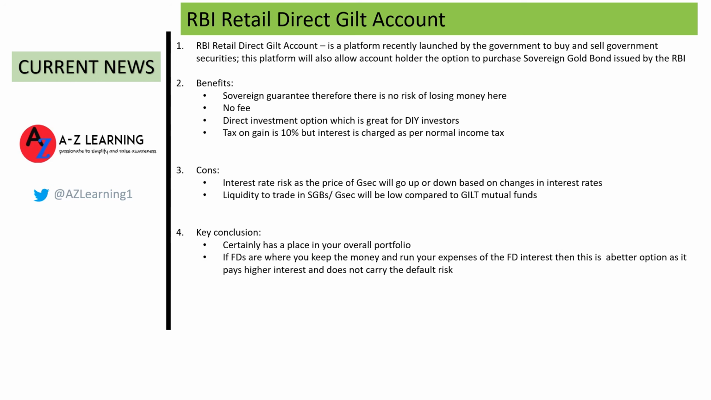And government bonds do come with absolutely no default risk, sovereign guarantee. So therefore, if you are one of those investors who keep a large sum of money in FDs, you have no intention of cashing those FDs, but you run your lifestyle based on the interest income that you earn on FD, you definitely need to consult your financial advisor to see whether some part of that FD should be replaced with government bonds. And if the answer is yes, then this RBI retail direct gilt account could be a good option for you to purchase those bonds.